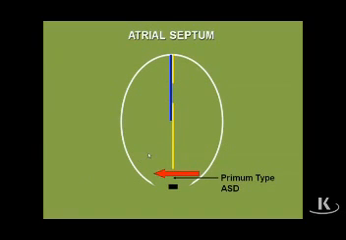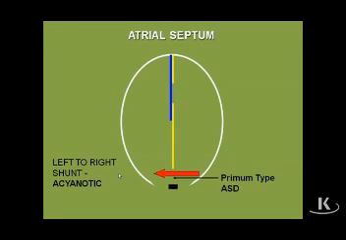Cyanosis results when you take deoxygenated blood from the right side of the heart and shunt it over to the left side, sending deoxygenated blood into the systemic circulation. So right to left shunts would be cyanotic, but left to right shunts are not cyanotic. So this primum type ASD is called an acyanotic or a non-cyanotic defect.